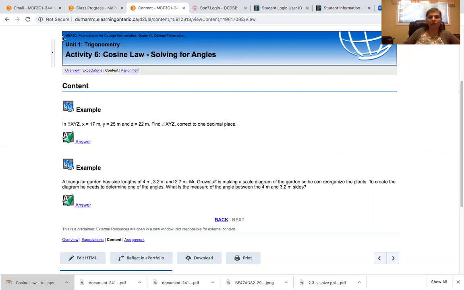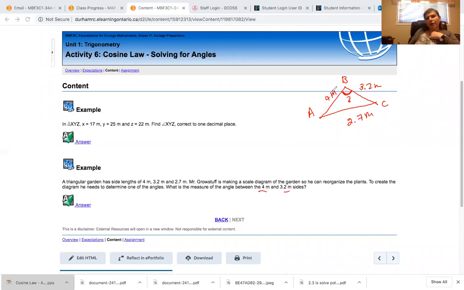So what I have here is a triangle. And obviously my triangle is not to scale. We can call it ABC. This is 4 meters. I have 3.2 meters. And I have 2.7 meters. They want me to find the measure of the angle between the side 4 and 3.2. So basically I'm looking for this angle right here, which is angle B.